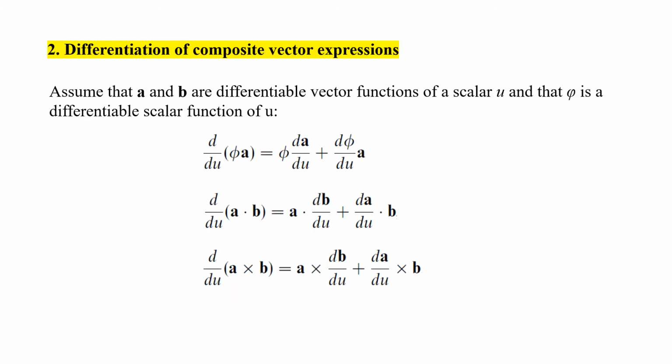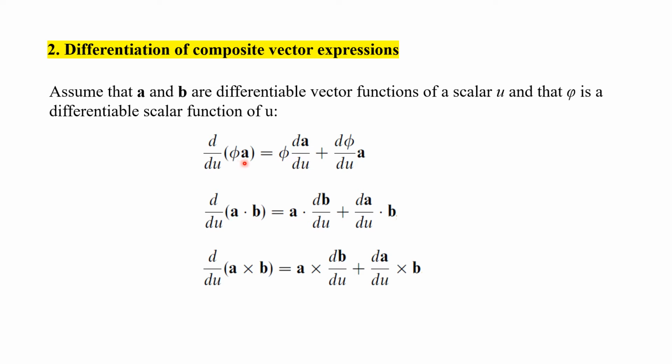Now let's talk about the differentiation of composite vector expressions. This is the case when you have a composite vector expression and then you want to take the derivative of this composite expression. Assume that vector A and vector B are differentiable vector functions of a scalar u and that phi is a differentiable scalar function of u. If you have this kind of composite expression, you have your phi times your A, and you want to take the derivative of this one.